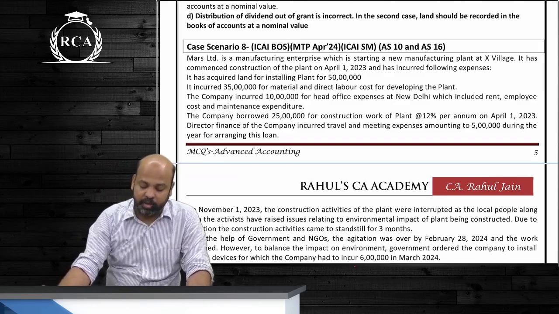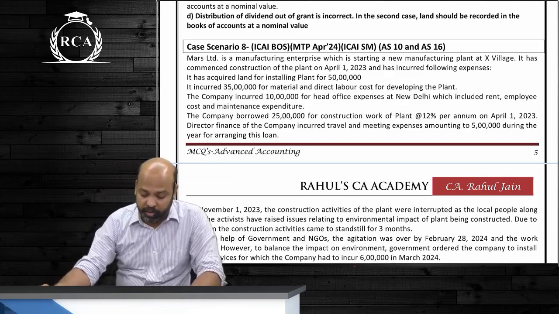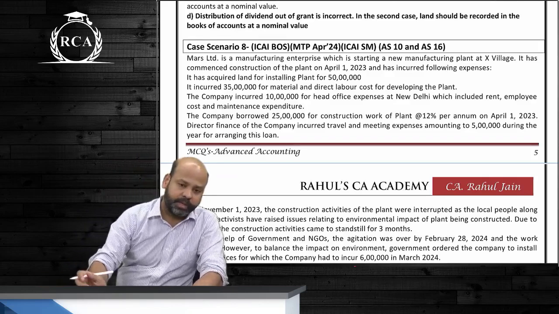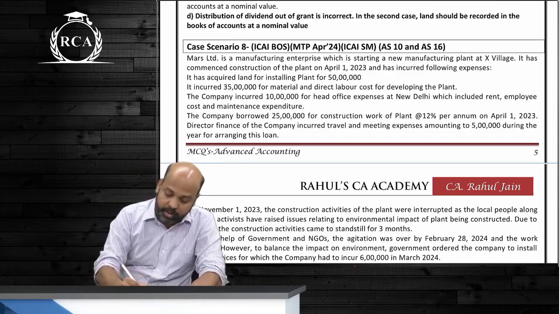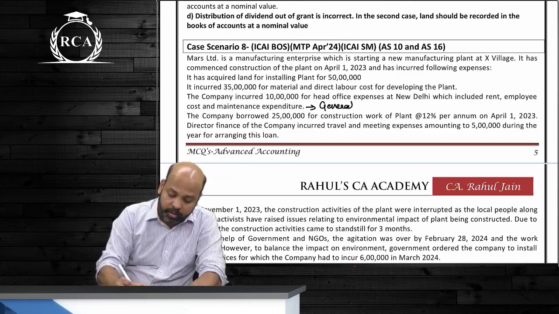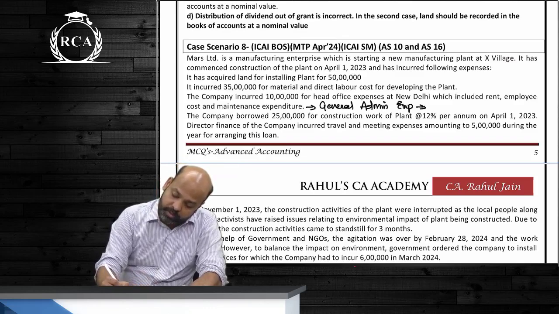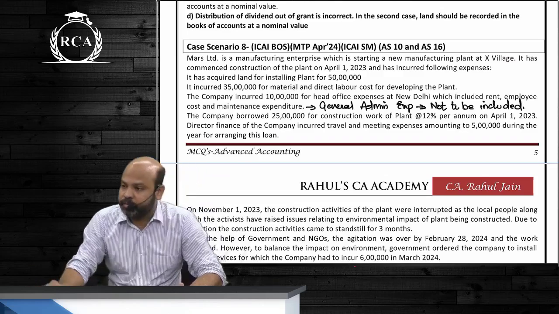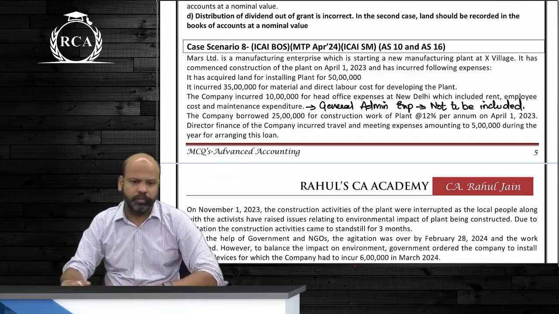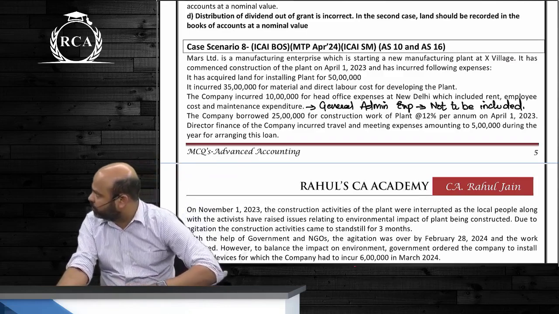Company incurred 10 lakh rupees for head office expenses at New Delhi, which included rent, employee cost and maintenance expenditure. Not to be added. Write it down, beta. General admin cost not to be included. General administrative costs are not to be included.